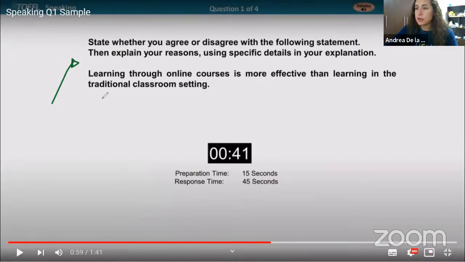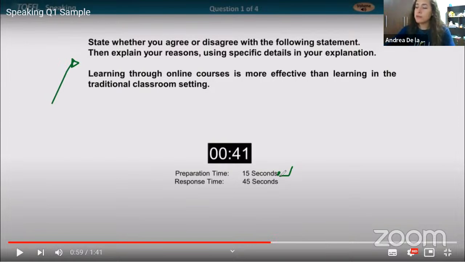Then you get 15 seconds to prepare your response. You will hear the narrator tell you, begin preparing your response after the beep. You hear a beep, and then the time starts counting down: 15, 14, 13, as you saw in the previous step. You can do whatever you want during this preparation time. They won't be recording what you do, so it won't count for your score. It's not a scored part.